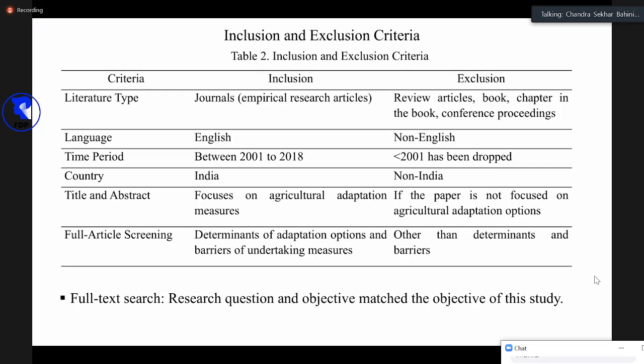Then I want to know how many days or how much time you took to filter out the articles, to go through all the article abstracts. Is it a one-day process? No. I think this entire work has been done by my RA, Vijay Kumar, who is also co-author in this paper. So he took literally three months.